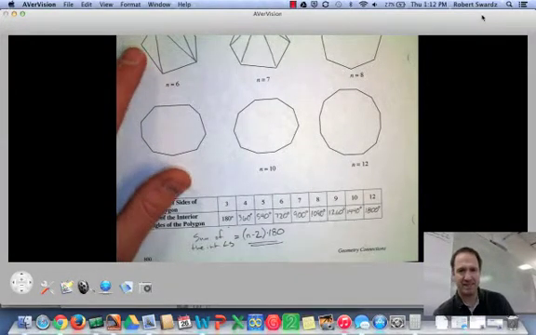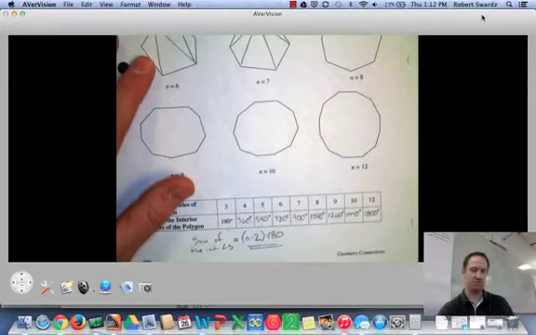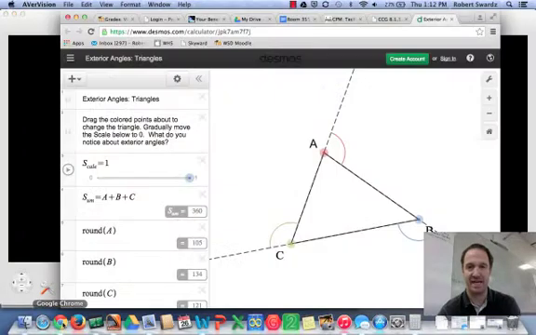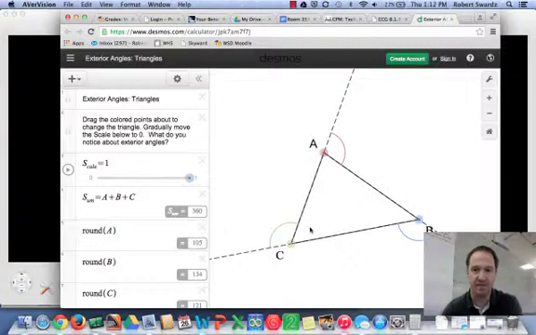Now, what about the angles on the outside of the figure? What do we mean by the angles on the outside of the figure? Well, here's a triangle. These angles here on the inside, those add up to 180. We already know that. But what about these angles on the outside? And there's one drawn at each vertex here. So there are 3 of them, just like there are 3 interior angles and 3 sides. But what do these angles on the outside add up to?